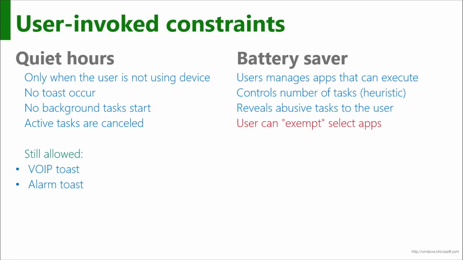A couple of ways the user can also influence your background task to make it so it doesn't work is through quiet hours. Quiet hours was introduced in Windows Phone, and now we have it in Windows as well. This is where we say, between these hours, I don't want things to happen. Maybe it's because I'm protecting my battery. Maybe it's because I'm going to bed. Yeah, that's right.